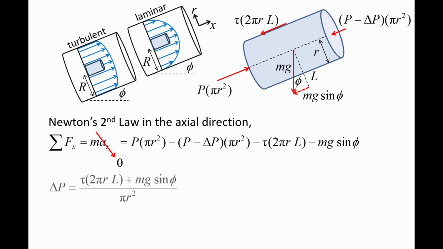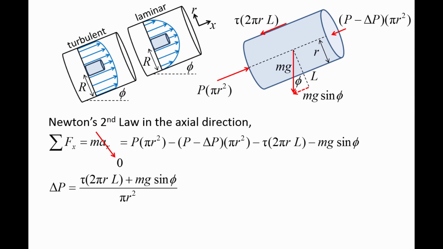Solving for delta P, we see that the pressure drop is related to the shear stress and orientation angle. This equation is valid for both fully developed laminar and fully developed turbulent flows. It shows that the pressure will decline along a pipe if the force due to shear stresses, which are often called viscous effects, are greater than the component of the weight in the axial direction.